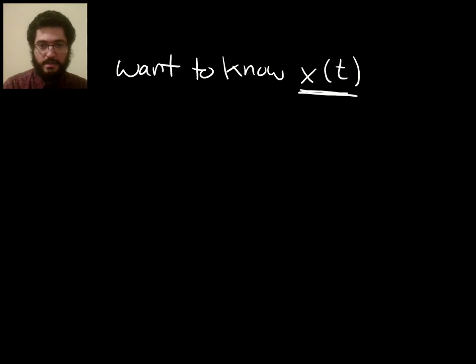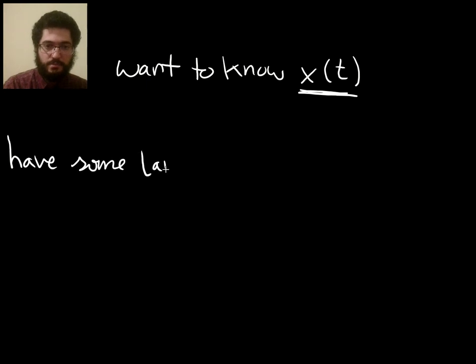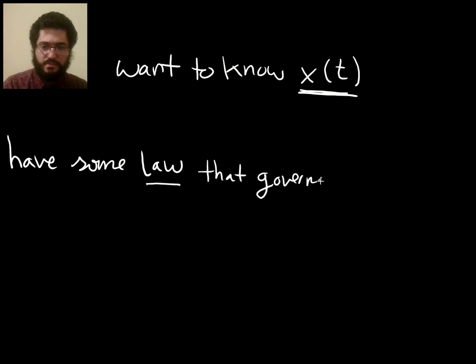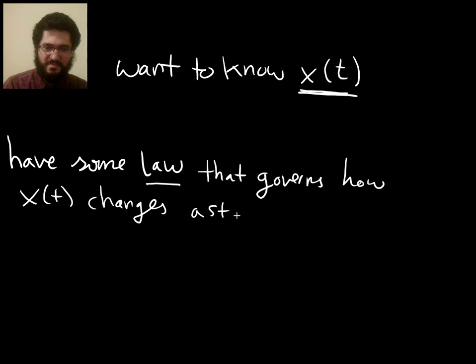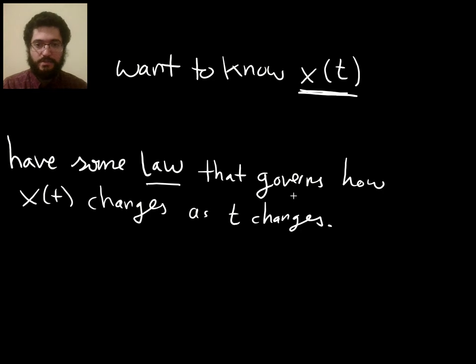Usually what we have instead is going to be some law, which is going to be part of our model, some law that governs how x of t changes in time. Let's say how x changes as t changes. This is usually what we have instead. When we come up with a model, often what we're coming up with is pretty much the law that governs how x is going to change.